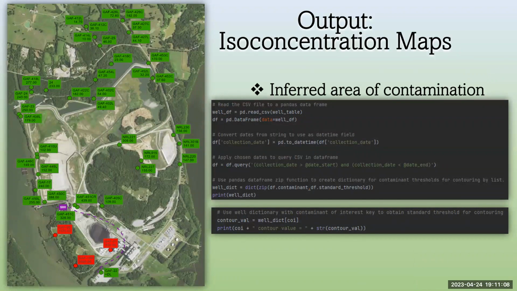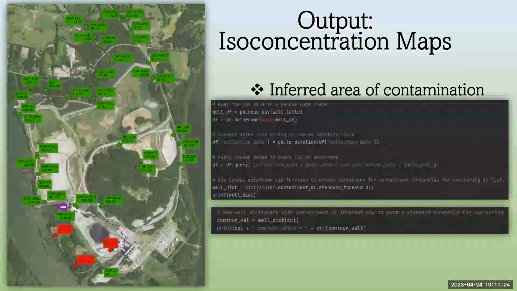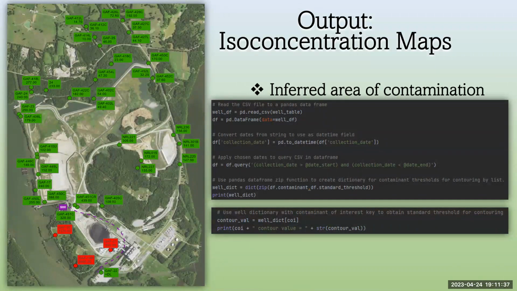In order to create that inferred area of contamination, I had to use a dictionary from the contaminant to the standard threshold, since each contaminant does have a different standard threshold. So that is created from the beginning of the script and then plugged in later into a for loop for each contaminant of interest, or constituent of interest, the COI. There in that second script screenshot.